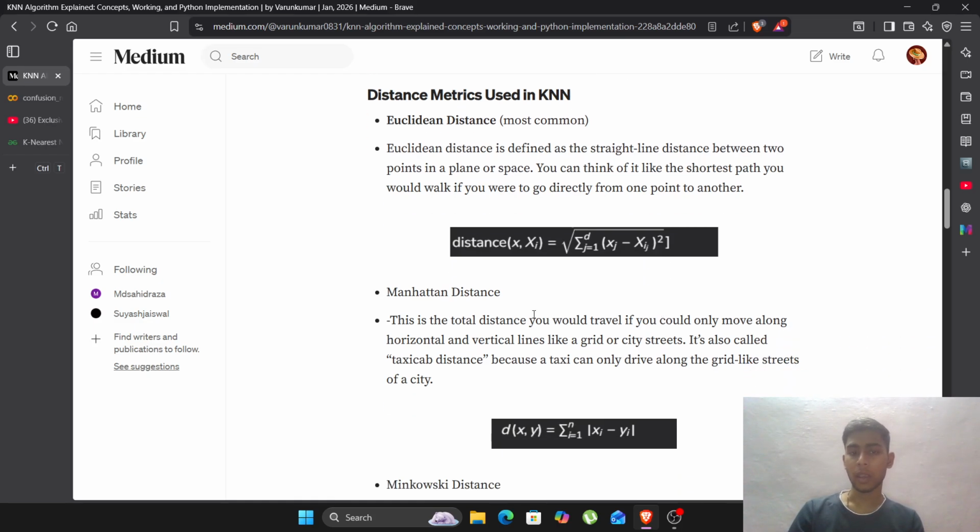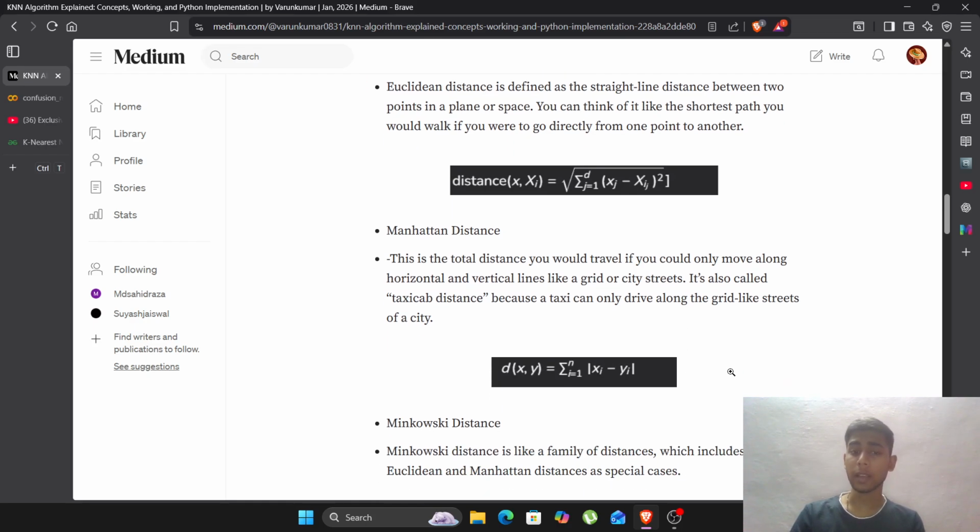And Manhattan distance, this is the total distance you would travel if you could move only along horizontal and vertical lines, like a grid or city streets. It's also called taxicab distance because a taxi can only drive along the grid-like streets of a city. And it is the formula d of x comma y equals the summation of i equal to 1 to n of mod of xi minus yi.